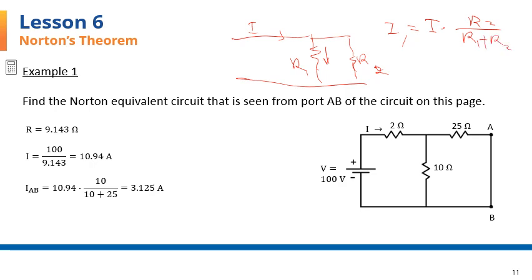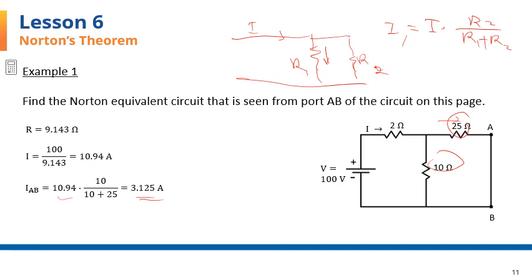Using that principle here, you see that the current flowing in this branch equals 3.125 amps. Again, the main current, 10.94 amps, is multiplied by 10 over the sum of the 10 and 25, resulting in this current. So we have found IAB, which we'll rename to INO.